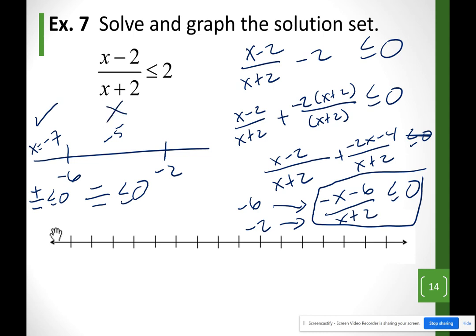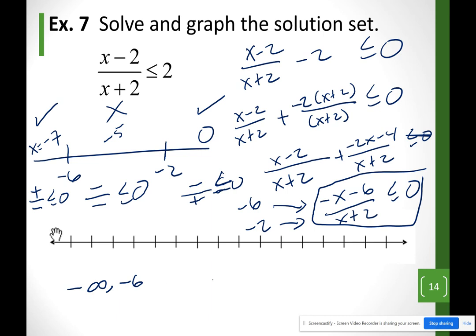Now, anything higher than negative 2, I want to think 0. It's easy to work. Negative x minus 6, that's a negative. x plus 2, 0 plus 2, that's a positive. Is a negative divided by a positive less than or equal to 0? Yes.